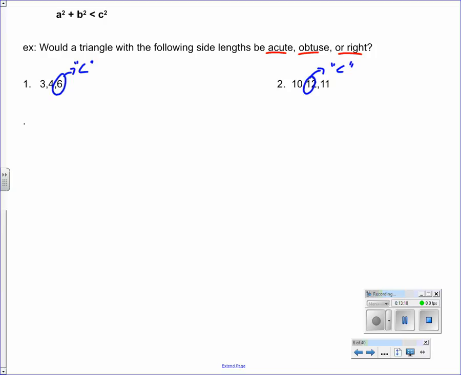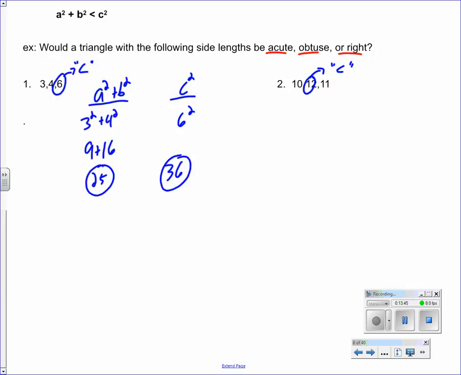So on each one of these, what we're going to look at is a squared plus b squared. Look at c squared and see which one is bigger or if they're the same. On the left, that would be 3 squared plus 4 squared. C would be 6 squared. So we have 9 plus 16, which is 25. We have c squared is 6 squared, which is 36. So here, a squared plus b squared is less than c squared. So we have an obtuse triangle.